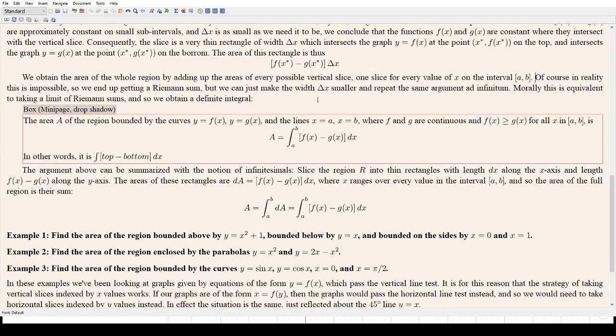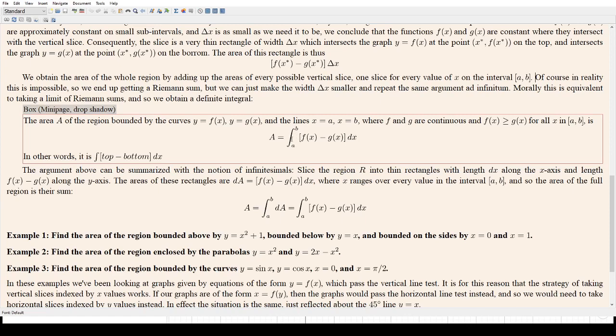So morally, this idea of adding up slices, even though each slice has a finite thickness, because we can imagine it to be as thin as we want, adding up all of those slices is morally equivalent to taking a limit of Riemann sums, whereby we obtain a definite integral. So this f minus g becomes f minus g in the integrand. Delta x transforms into the infinitesimal dx, because this represents the thickness of a slice, which is infinitely thin. And what was I saying before? Infinitesimals represent really, really thin bits.